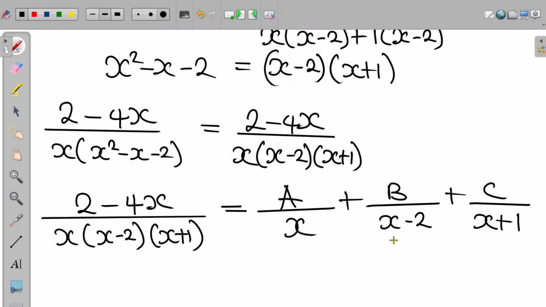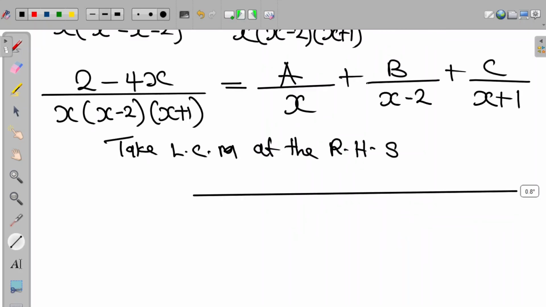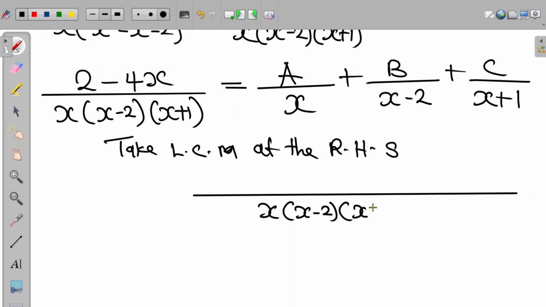Now, at this point, to obtain the values of A, B, and C, we take the LCM at the right-hand side. The LCM becomes x multiplied by (x minus 2) multiplied by (x plus 1). If we divide the expression by x, we are left with A multiplied by (x minus 2) multiplied by (x plus 1).